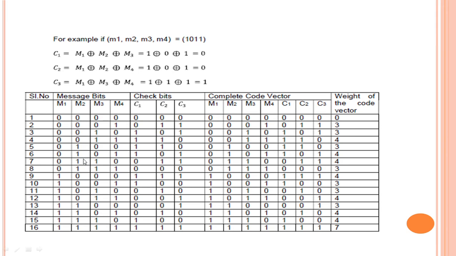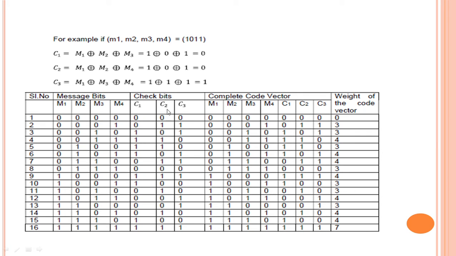Now let us take any one message vector and see how the check bits are generated. Let us take the fourth one, 0011. For the 0011 message, how is the check bit C1 generated? C1 is given by M1 modulo-2 with M2 modulo-2 with M3. So M1, M2 and M3: 0 and 0 will give 0, 0 and 1 will give 1. So C1 is given by 1.